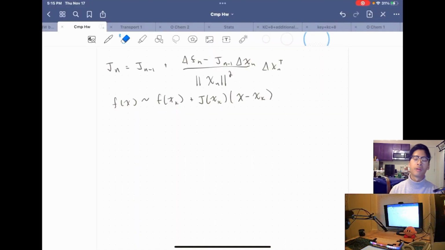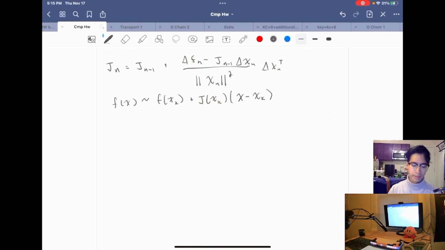Okay, so welcome back to another video of computational methods. For today, we're going to be deriving Broyden's method. Recall that Broyden's method relies on this idea of iteratively improving the Jacobian based on an initial true Jacobian calculation. So you only calculate the Jacobian once, avoiding that expensive operation every iteration.